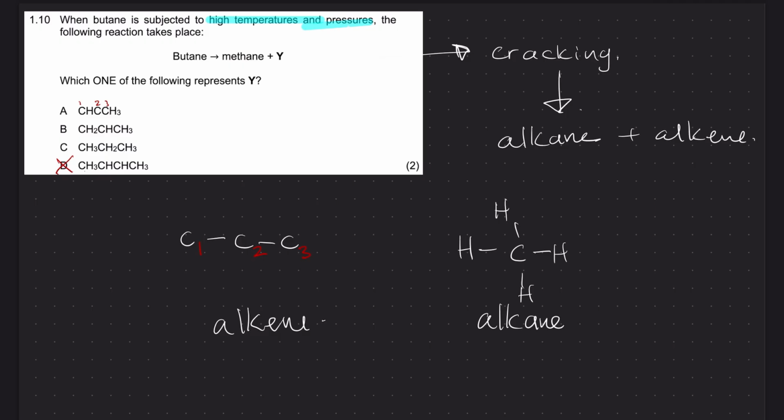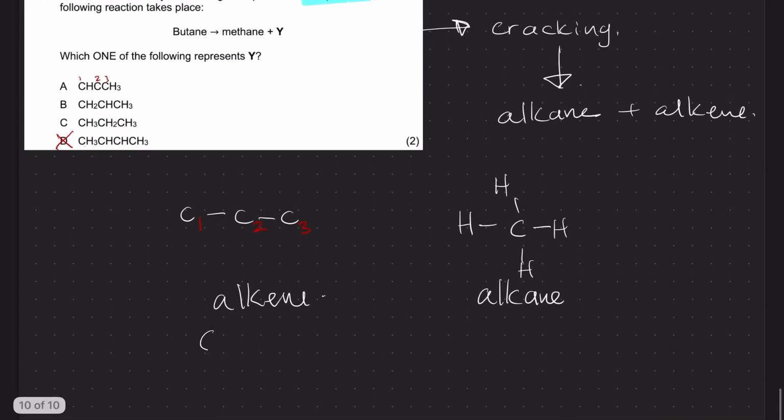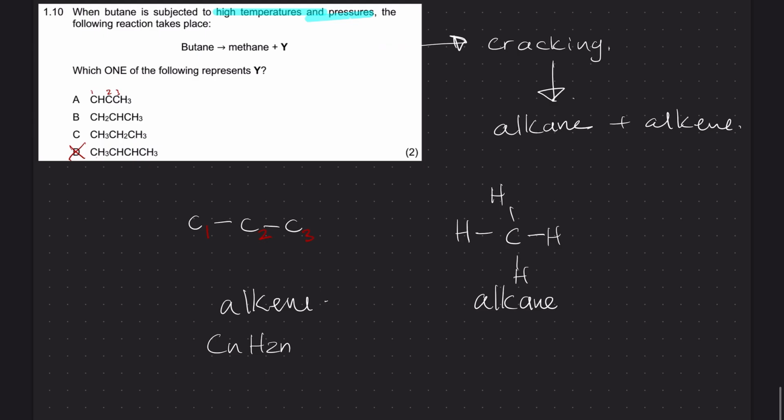The formula method means you know the general formula for an alkene is CnH2n, and then you can just see which one matches the formula. So I think let's go with the formula method. So if we are looking for a 3-carbon alkene, that means n is 3. So it's going to be C3H2 times 3. So in other words, C3H6. So we want to know which of the options A, B, or C matches that C3H6.